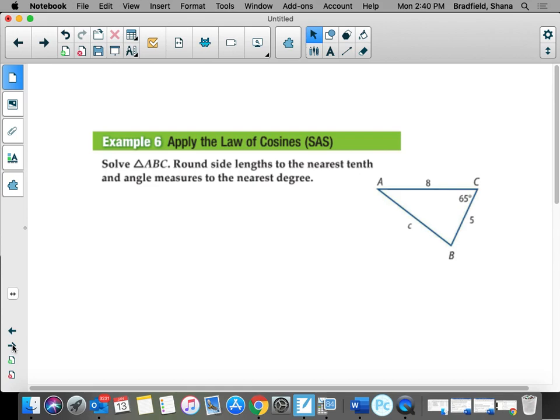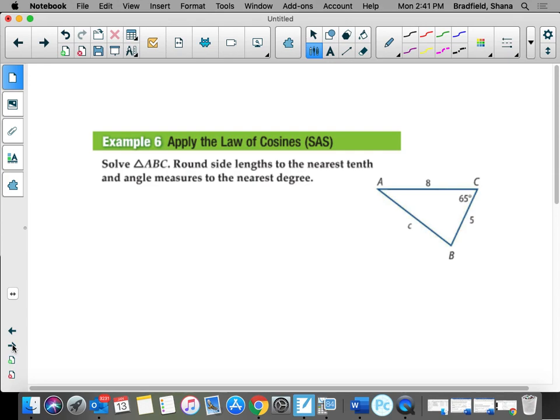Okay, we have another situation here. This time we have side angle side. Similar situation is going to happen. We just don't have all the sides this time. We do have an angle. It says round the side lengths to the nearest tenth and the angle measures to the nearest degree.